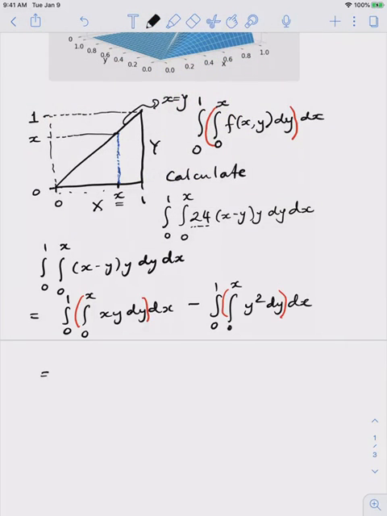And so in my first inner integral, the x is a constant, so I pull it out, and then I'm integrating y from 0 to x, so I will end up getting x squared over 2 as my integral. And I have to integrate that entire product dx. And then in my second inner integral, I am integrating y squared from 0 to x, and so I'll get y cubed divided by 3. I'm sorry, x cubed divided by 3.